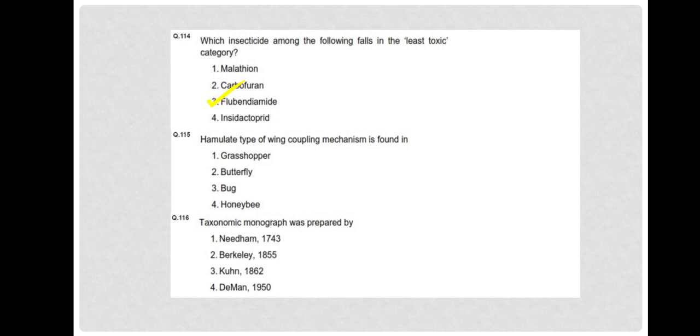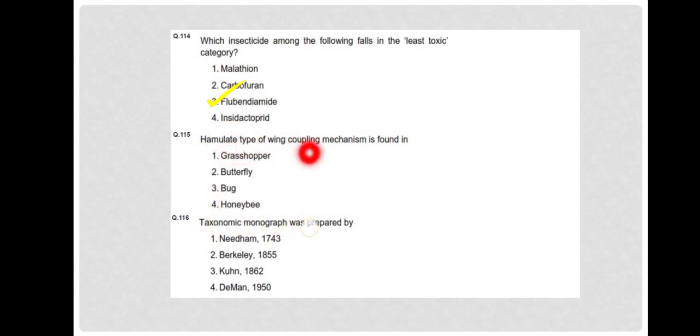Flubendiamide is a first representative of a new chemical insecticide class, that is the diamides. It is a very useful insecticide because it has a peculiar mode of action, or target site, that is, it acts on the receptor at insect muscles. Okay, that's why it is used for management of insecticide resistance because of the peculiar mode of action or the target site. Next question number 115.